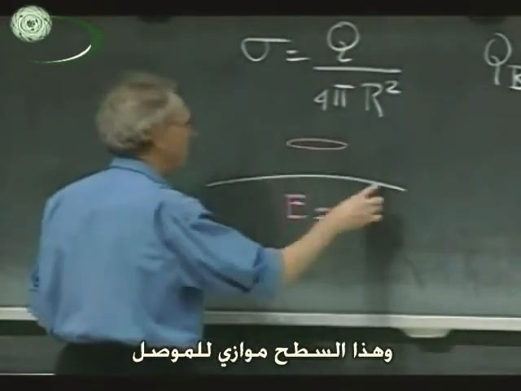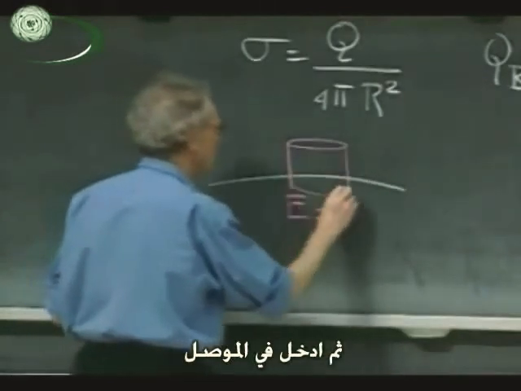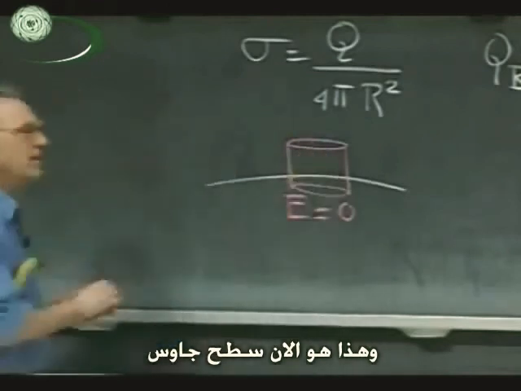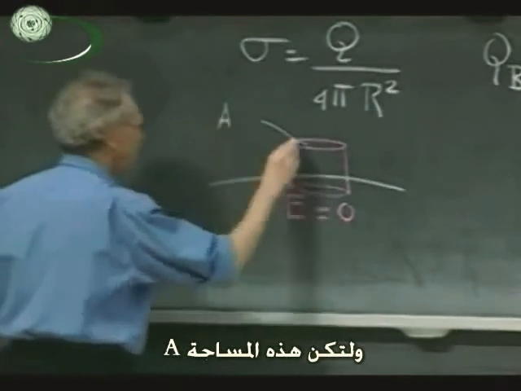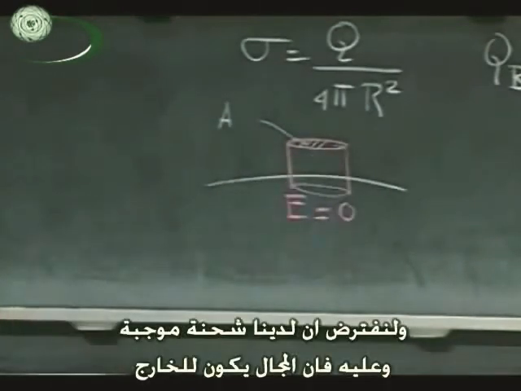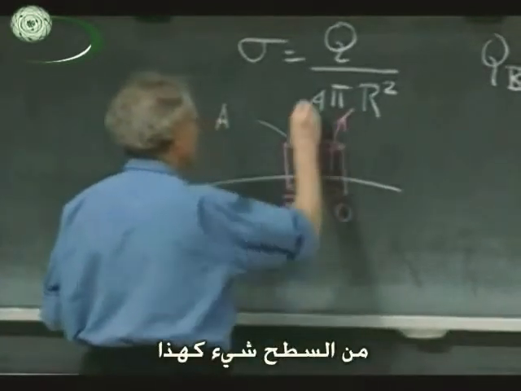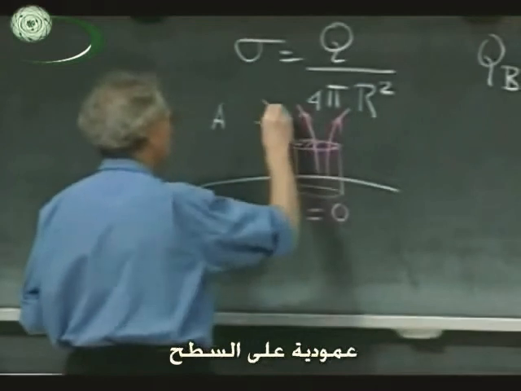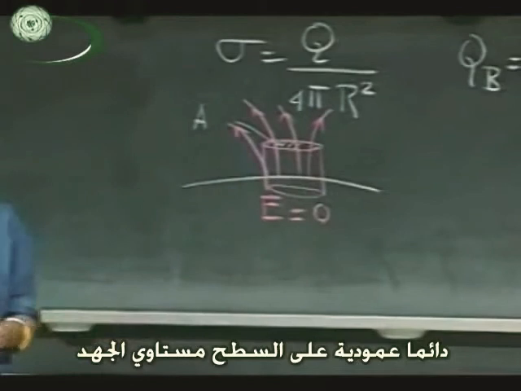This surface is parallel to the conductor. I go in the conductor, and this now is my Gaussian surface. Let this area be capital A, and let's assume that it is positive charge so that the electric field lines come out of the surface like so, perpendicular to the surface, always perpendicular to equipotential.